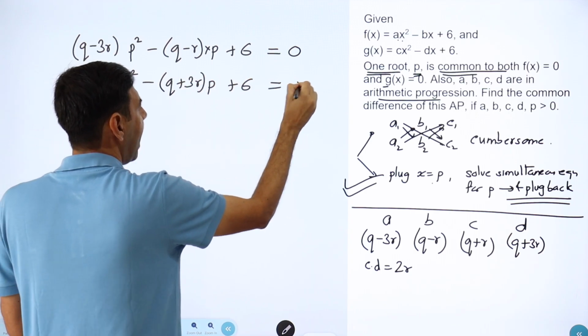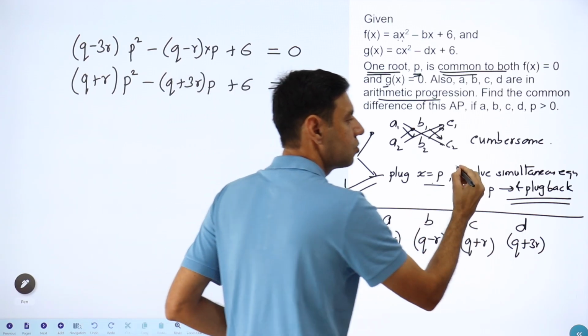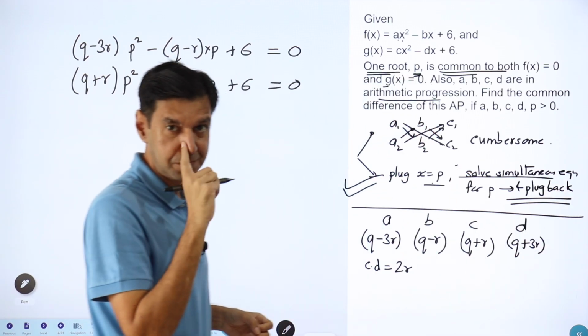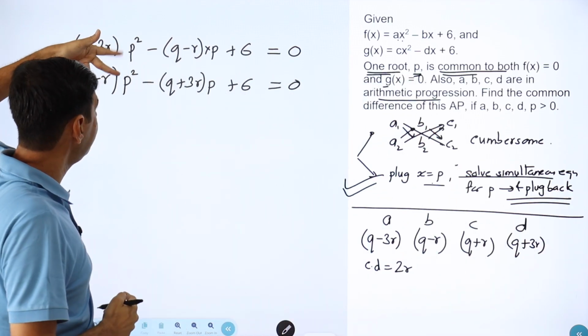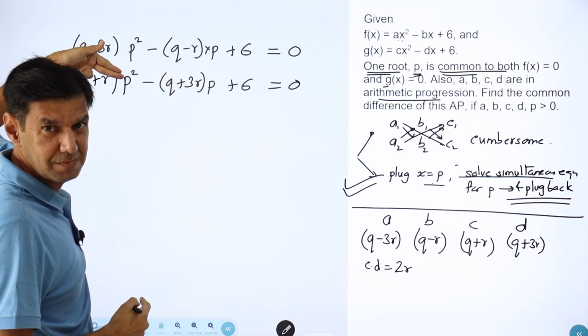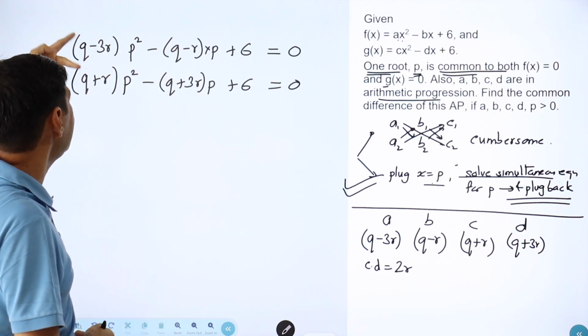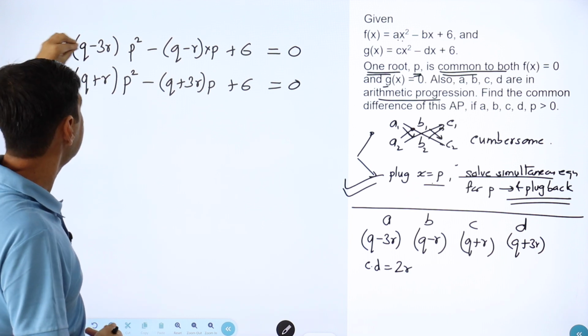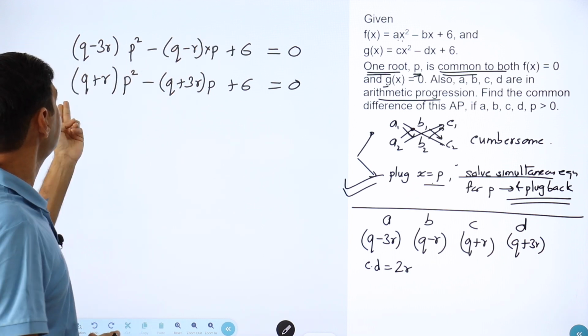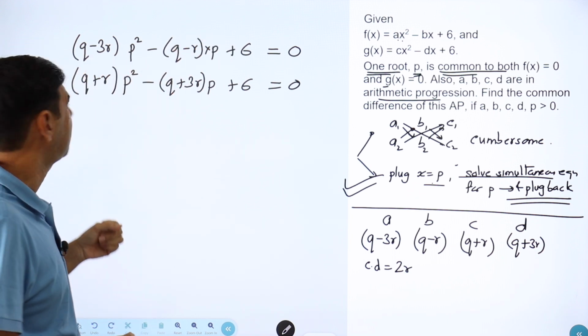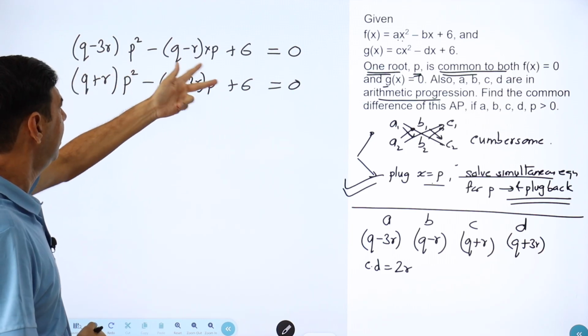Now, in a standard approach like this, when you solve simultaneously, we make the coefficient of P square equal in a typical situation. But here making them equal is so very difficult. You multiply the first with q plus r, and the second with q minus 3r, it's pretty difficult.